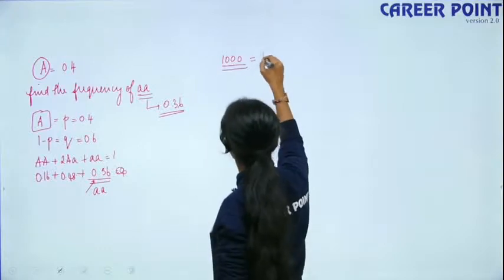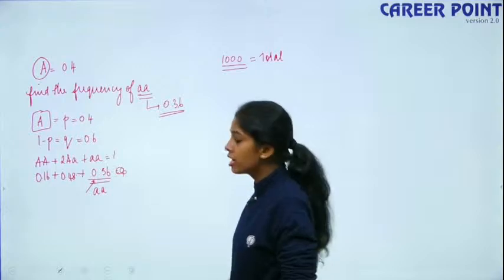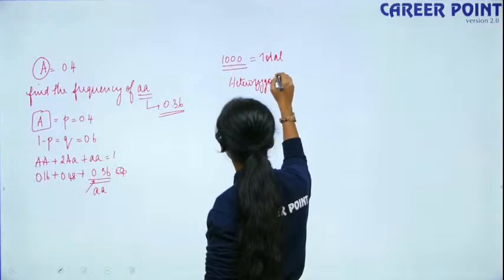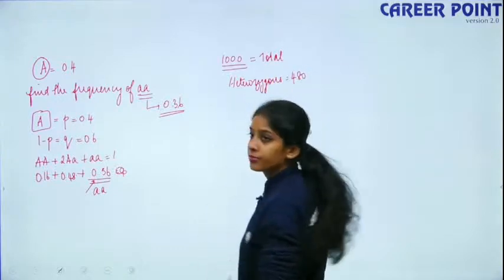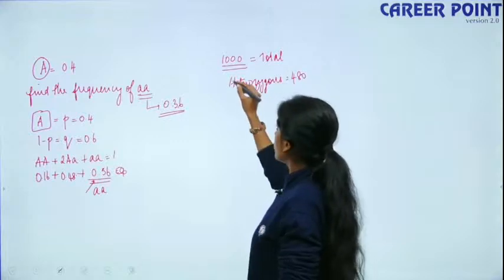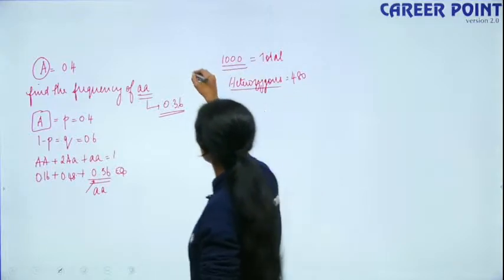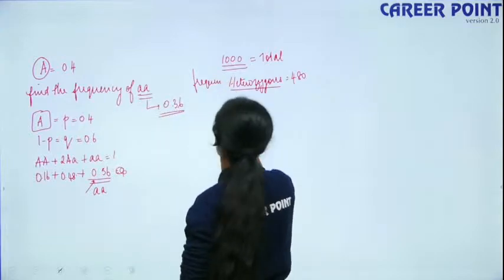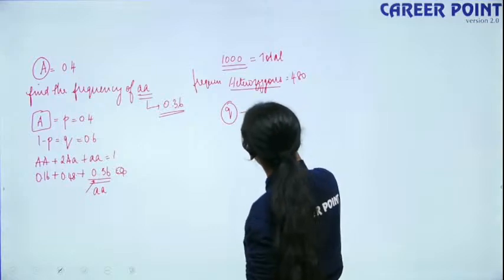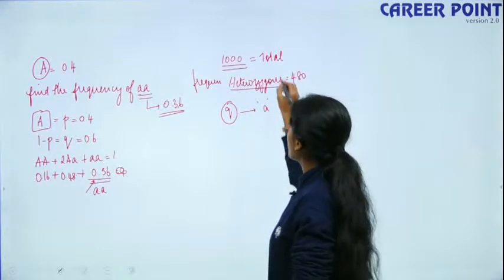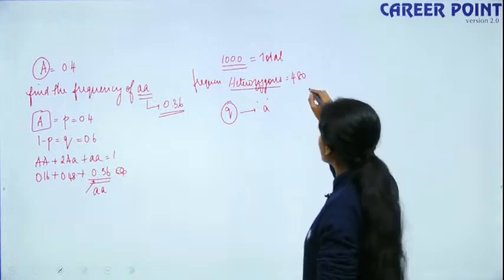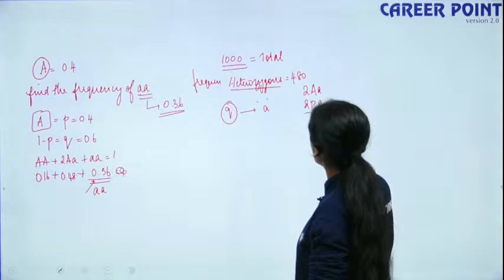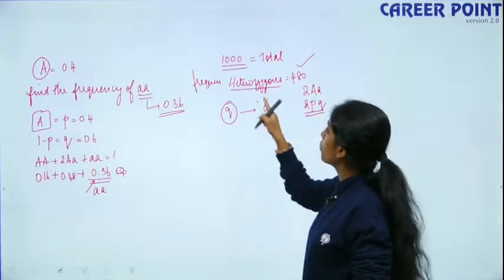Okay, so this is the total population. Out of this, heterozygous is 480. So this is the total population, and this is the frequency of heterozygous individuals. Find the frequency of Q, or the frequency of allele small a. If this is the frequency of heterozygous individuals, it means it is 2PQ, whose value is given. So you should do it in reverse way.